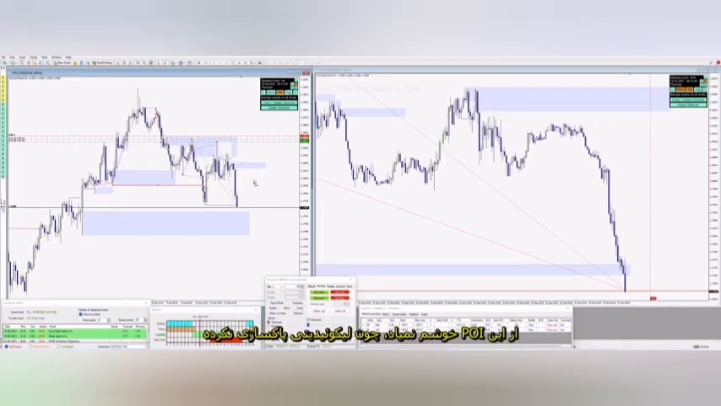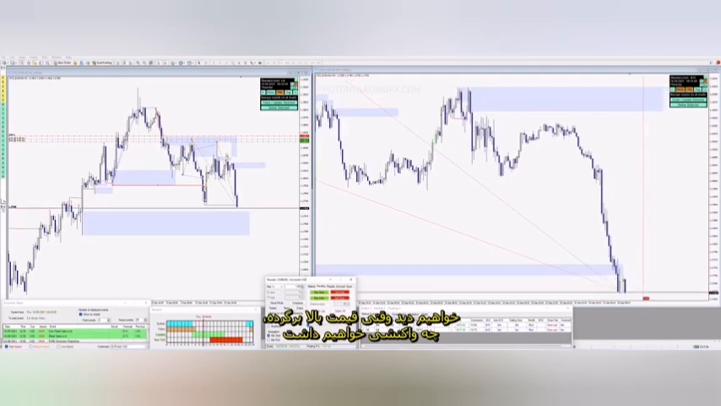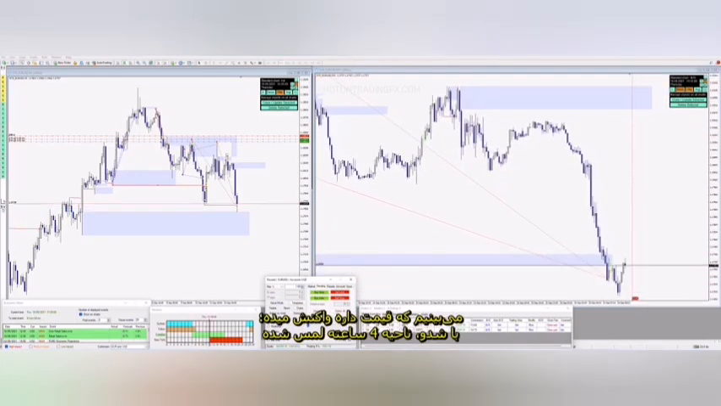I don't really like this 4-hour POI because it didn't sweep liquidity and it doesn't have any inducement in the leg, but yeah, we'll see how price reacts when it potentially comes back up to that. So let's see how we react when we come into the market.